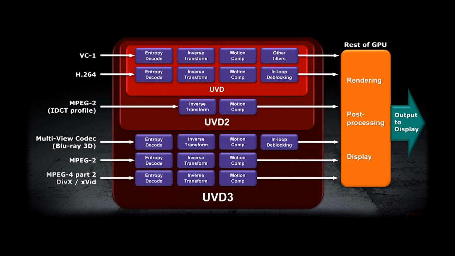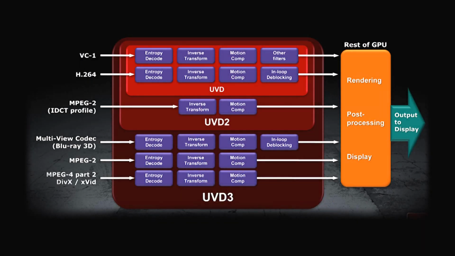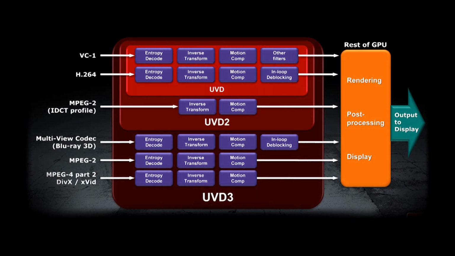For people who want to watch Blu-ray movies or DVDs on their computer, the 6000 series has a built-in UVD. UVD is a unified video decoder that takes the work of decoding the video stream away from the CPU in the computer and does it on the graphics card, which is a much more efficient way to do it. In the 6000 series, the UVD is the third generation of this type of decoder. For the first time, this supports MVC, which is a multi-view video coding used for Blu-ray 3D.